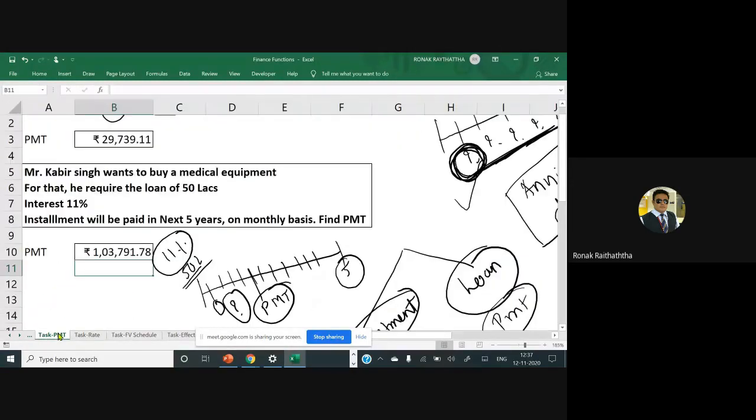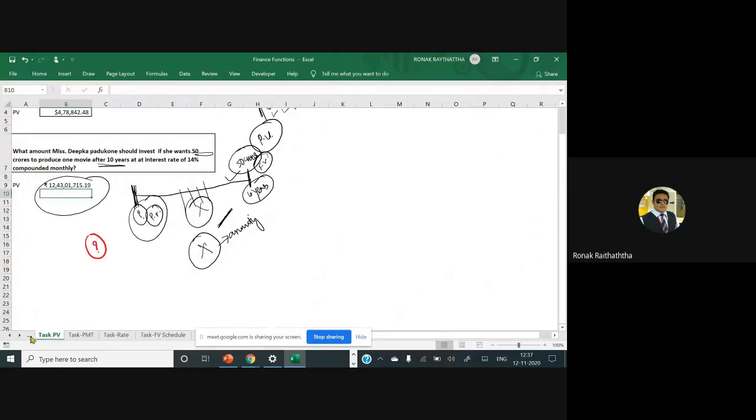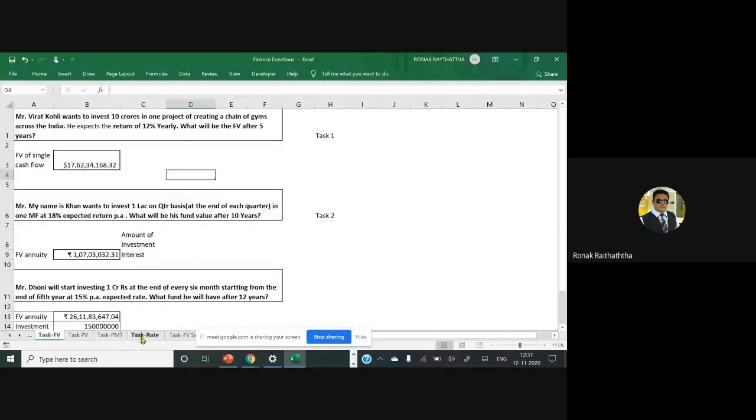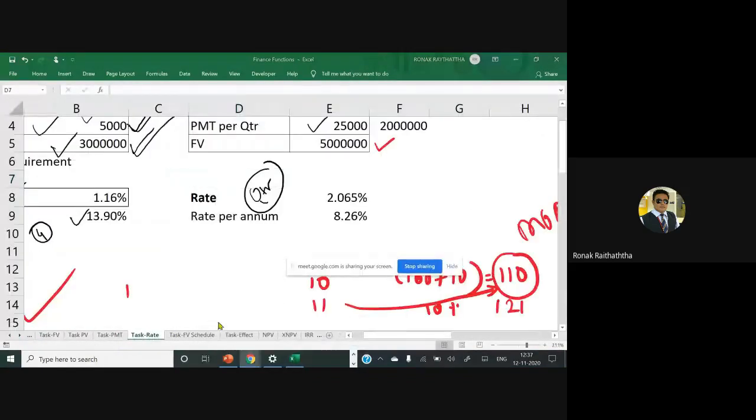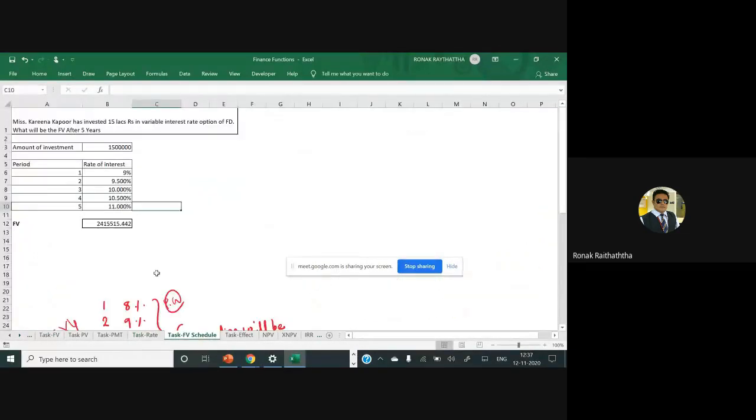I mean, PMT we had done. We had also done this PV. We had also done this FV. Up to rate we had completed, and after that, the things were remaining to be done. So we are there right now in the task FV schedule.